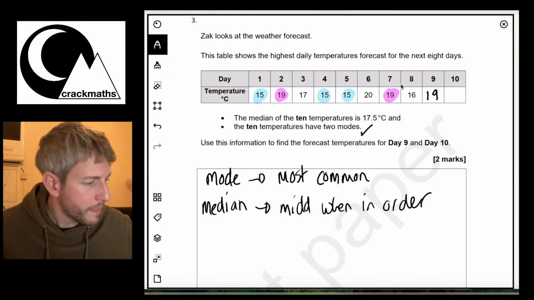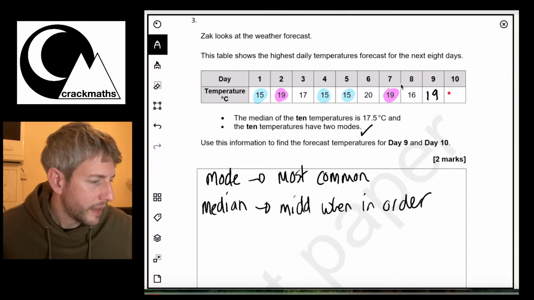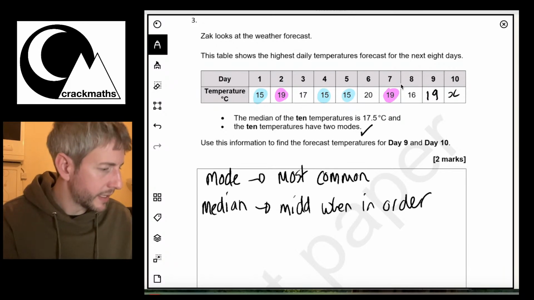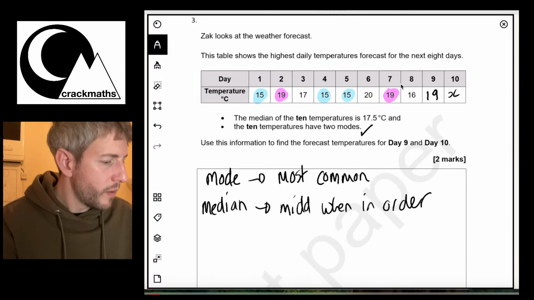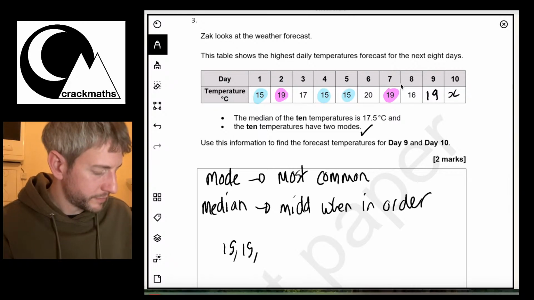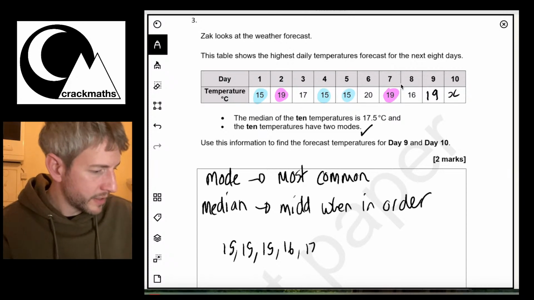Now, I'm just going to put this number here as x. And I'm going to put these numbers here in order, okay? So I've got here 15 is the smallest. Well, there's 3 of them. 1, 2, 3. Then I've got a 16. Then I've got a 17. Okay, let's tick those off.